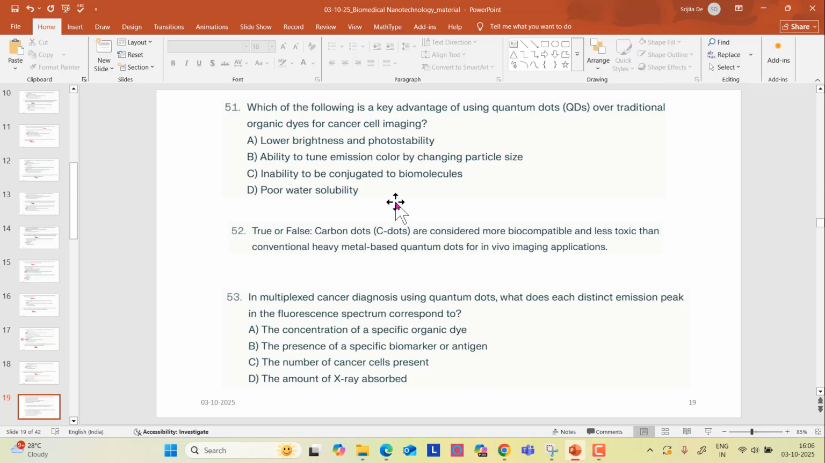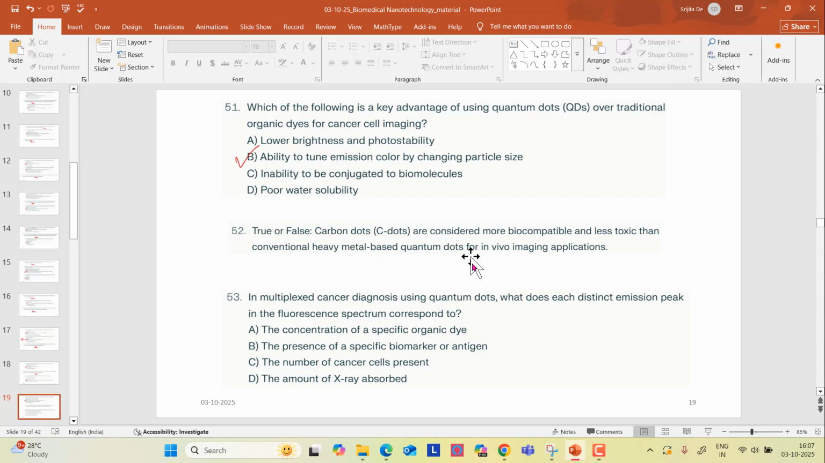So it is the option B, because just like nanoparticles, quantum dots are also one kind of nanomaterials and their size is much smaller than the nanoparticles also. And depending on the size, their emission color is changed, and that is advantageous for the cancer cell imaging, and it can be done as per our requirement. This is the main advantage of quantum dots.